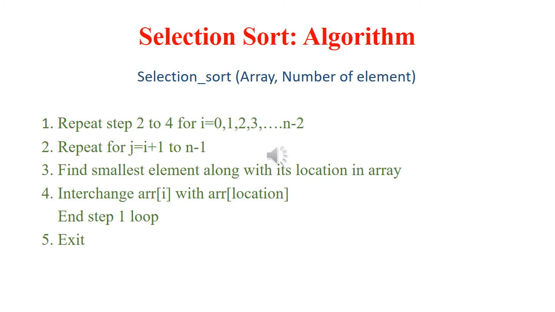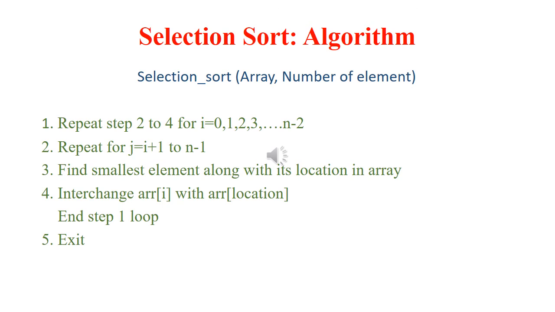Next is repeat for j equal to I plus 1 to n minus 1. The loop for j is moving one step ahead of the I loop. It's starting from I plus 1, that is, it's starting from 1, and it's going to n minus 1. Suppose the number of elements is 8, so it's going up to 7. Next, find the smallest element along with its location in the array. In the j loop you are going to find the smallest element, and after the j loop ends you interchange the ARR I with ARR location.